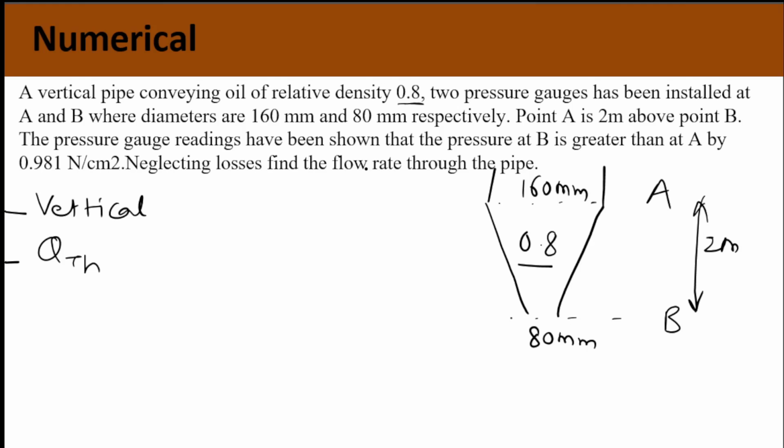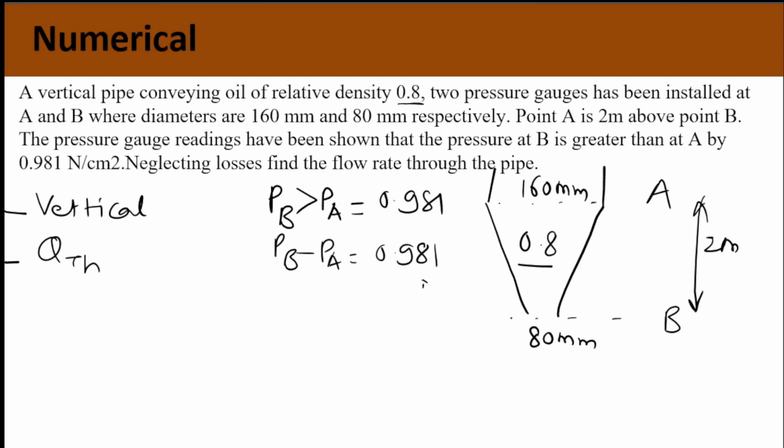Also, the pressure at B is greater than at A by 0.981 Newton per centimeter square. So PB is greater than PA by 0.981. So I can write PB minus PA is equal to 0.981 Newton per centimeter square. So first, also, if we look at the numerical, what things are given.